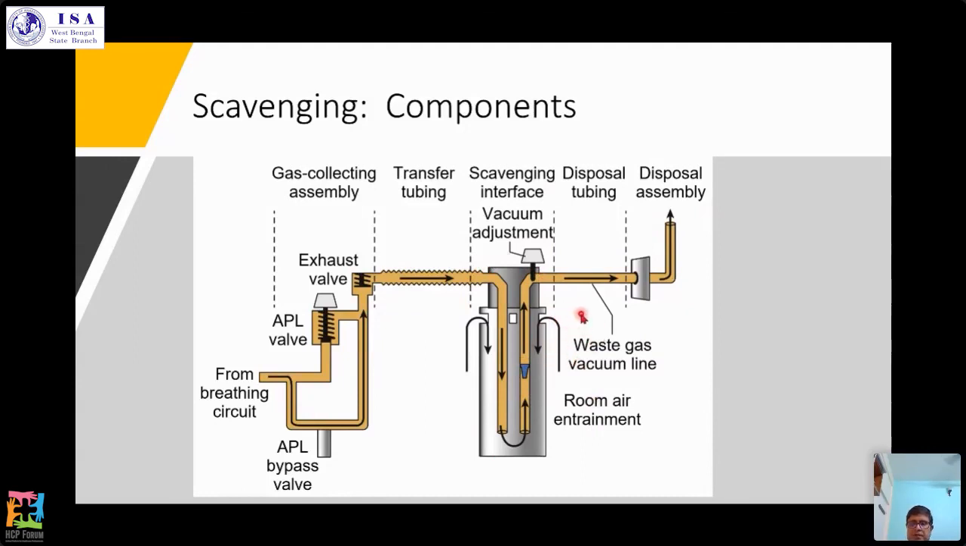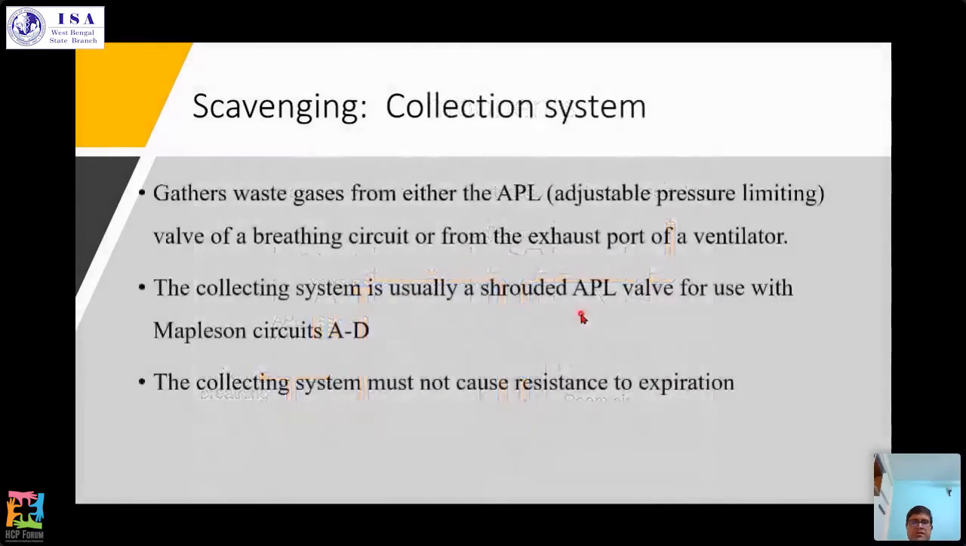So this is an active scavenging system. Anyway, let us look at these components individually. The collection system gathers gas from the APL, and also the exhaust from the ventilator. But what if you're using a Mapleson circuit? Now, this talks about a closed circuit. If you're using a Mapleson circuit, then we have to have a special shrouded APL valve, and this shroud will be connected through a pipe to the tubing, which will take it to the interface. So we need to have modified Mapleson circuits.